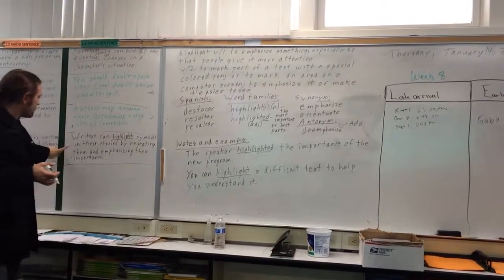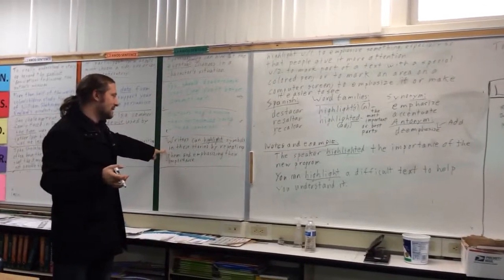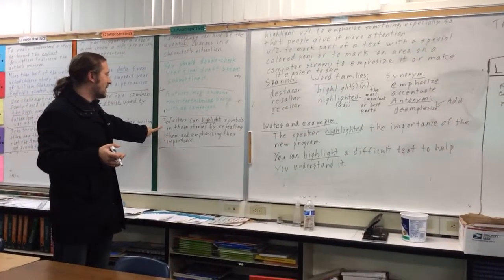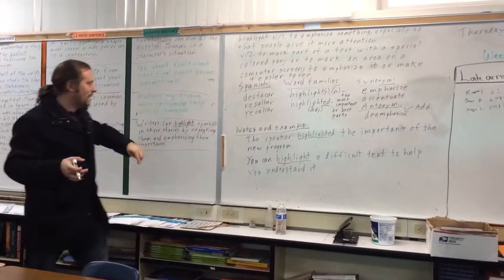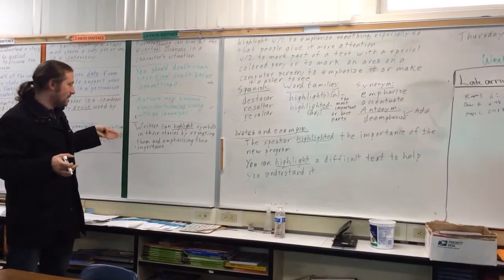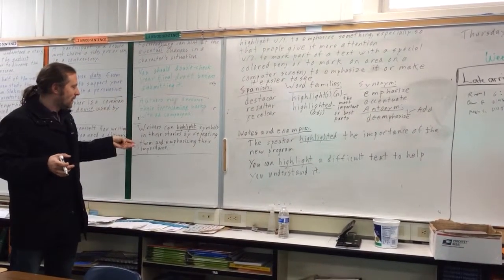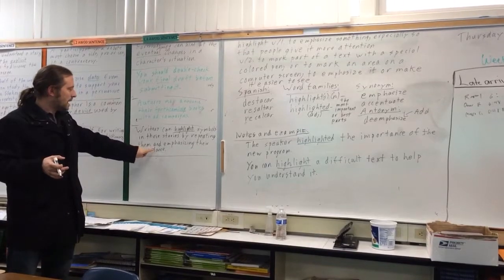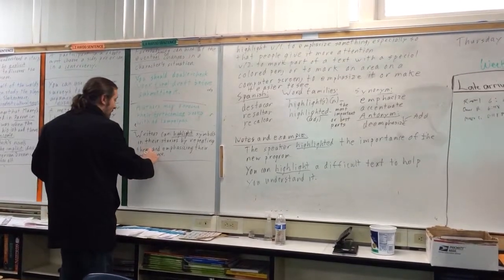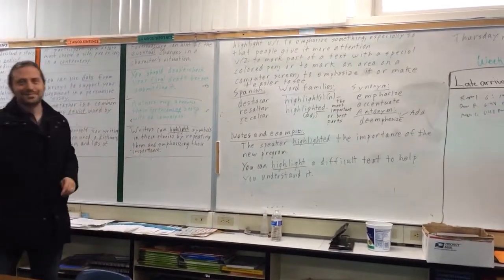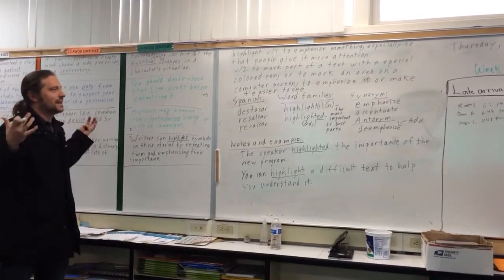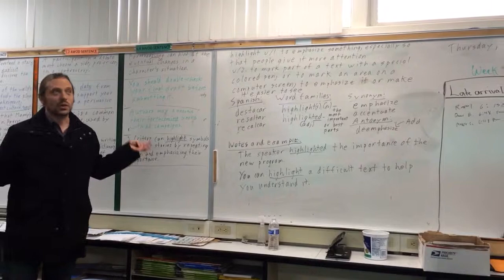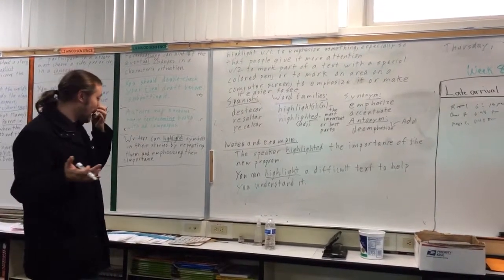Over here, a sentence with English, in English class literature: writers can highlight symbols in their stories. So definition 1, emphasize, symbols in their stories by repeating them and emphasizing their importance. Like in the book The Pearl, the pearl comes up a lot throughout the story, and you see different ways in which the pearl is showing greed or ambition or something like that.